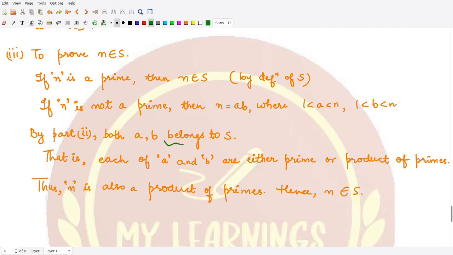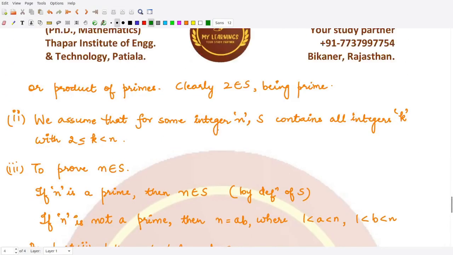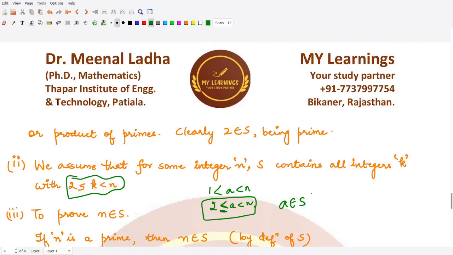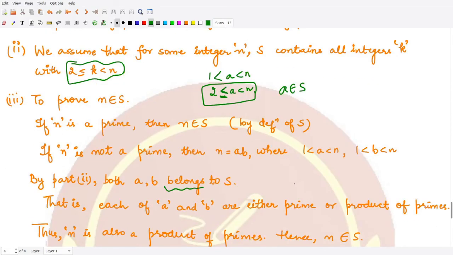Why? Because according to this condition, whenever we have any number k which is 2 less than or equal to k and less than n, you can write this as 2 less than or equal to a less than n. There is no issue because here we have applied the equality also. So that means a follows the condition of part 2. If that is so, then a is a member of S. Similarly, b is also a member of S.